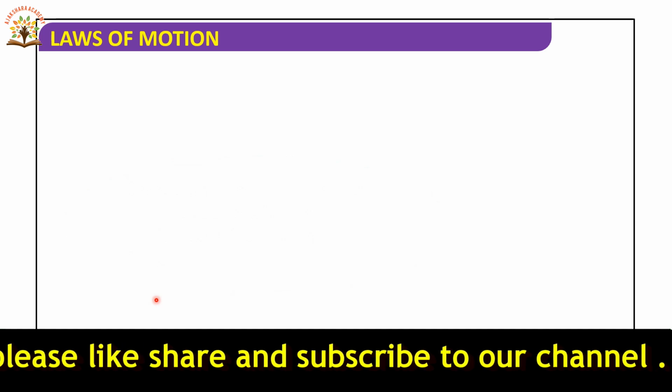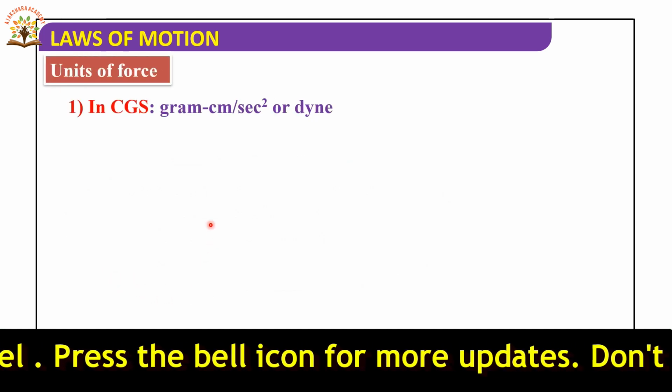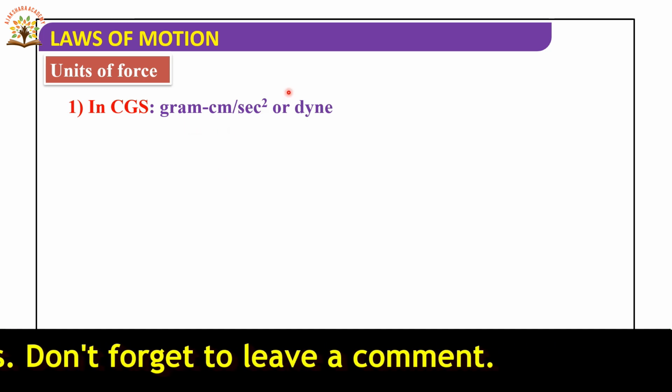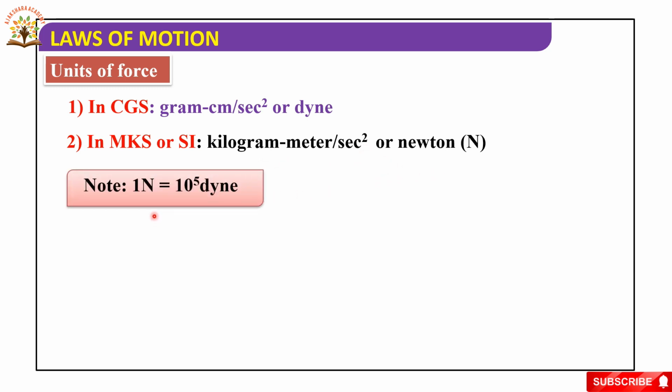Now, let us discuss units. In the CGS system, the unit of force is gram centimeter per second square, or dyne. In the MKS or SI system, it is kilogram meter per second square, or Newton. So, the relation between these two is 1 Newton equals 10 to the power of 5 dyne, or 1 dyne equals 10 to the power of minus 5 Newtons.